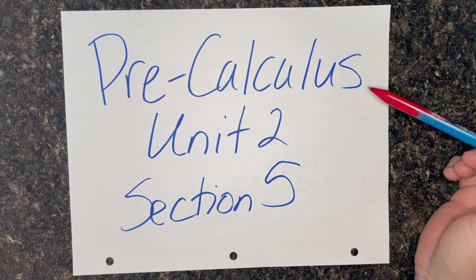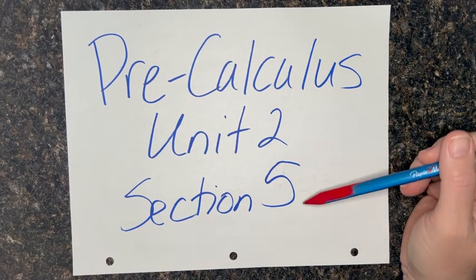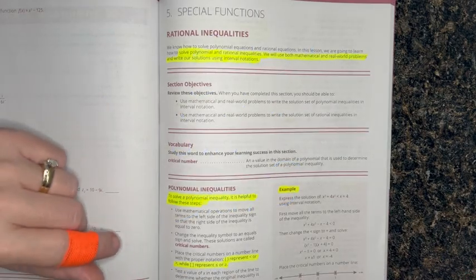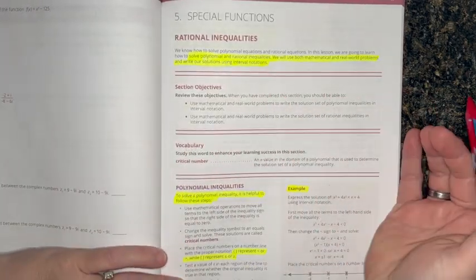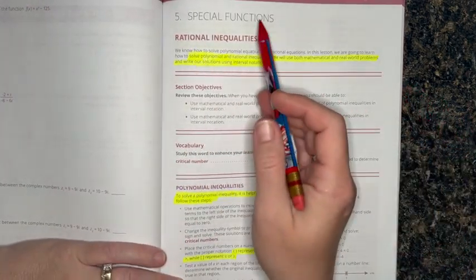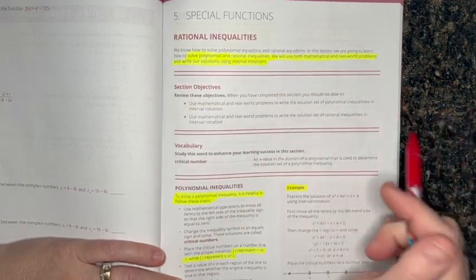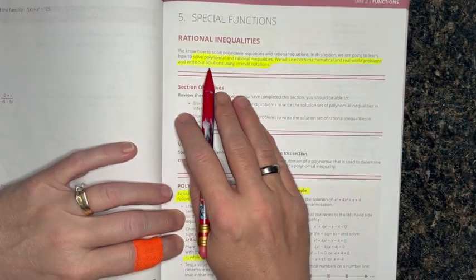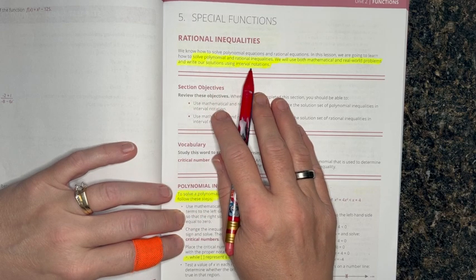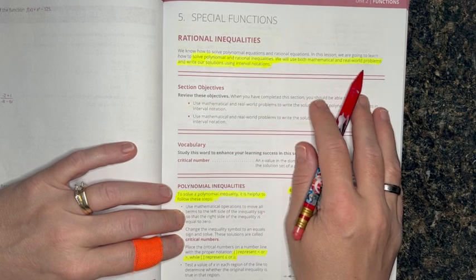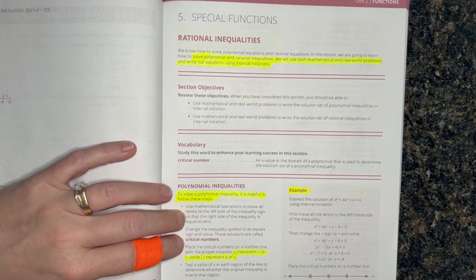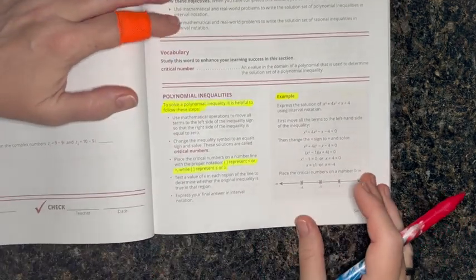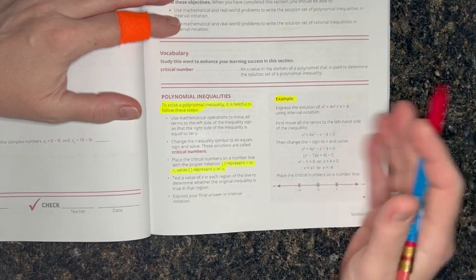Today we're going to be working through Pre-Calculus, Unit 2, Section 5. Section 5 begins on page 71, and it's called Special Functions, and the first part of it is Rational Inequalities. It says to solve polynomial and rational inequalities, we use both mathematical and real-world problems and write our solutions using interval notation. So what is interval notation?